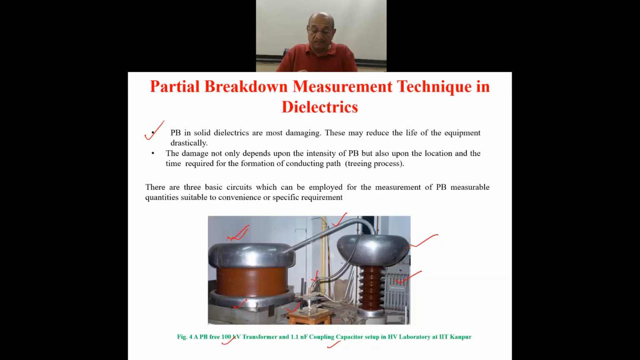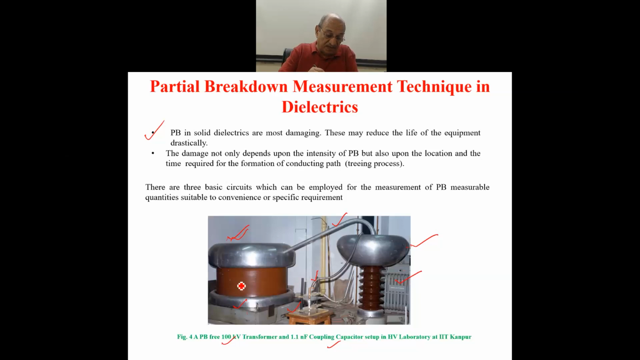So this is a photograph of a PB measurement circuit as installed in the high voltage laboratory way back in 1983, and it is working very well. This special kind of transformer at that time, and you see the body of the transformer is not metallic.